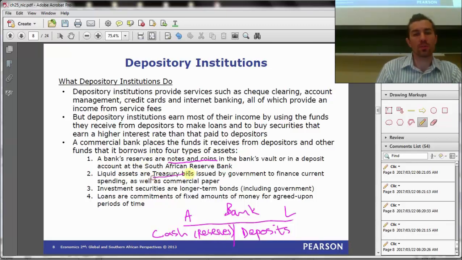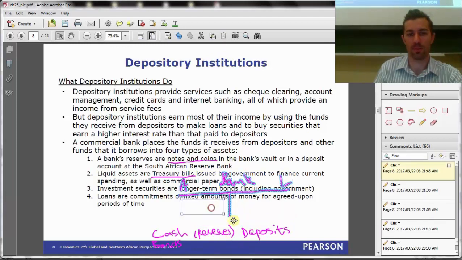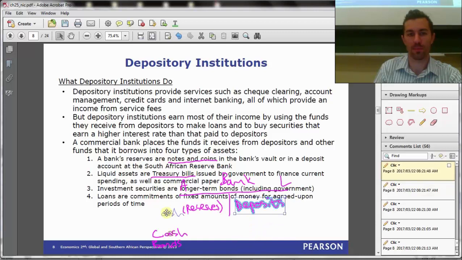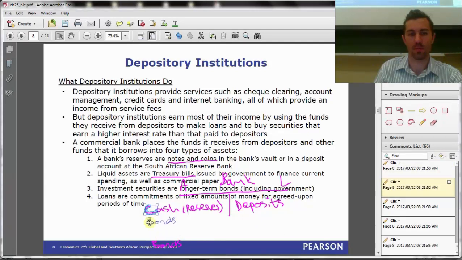Secondly, you can hold something called treasury bills. Okay, what are treasury bills? In other words, bonds. It can use those deposits to buy bonds from the government. Let me just move all of this stuff up a bit. Okay, so it can hold bonds, and these are government bonds, usually.